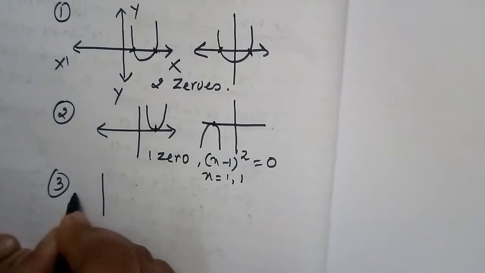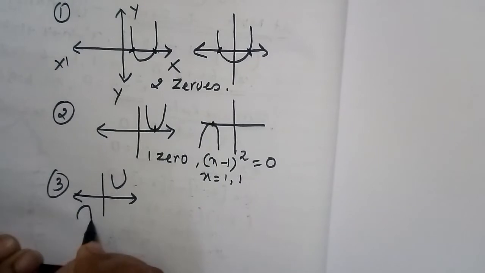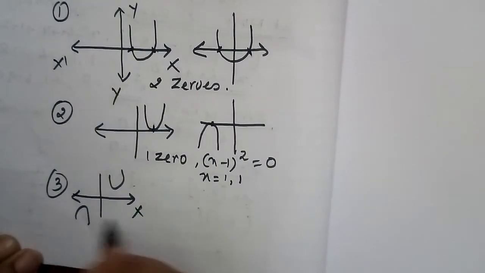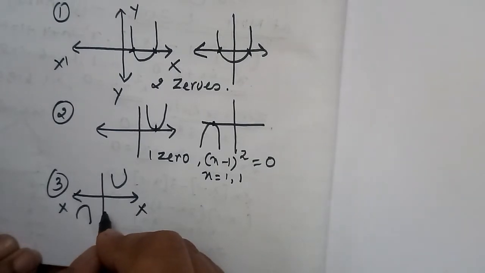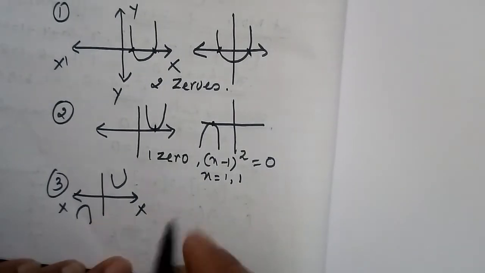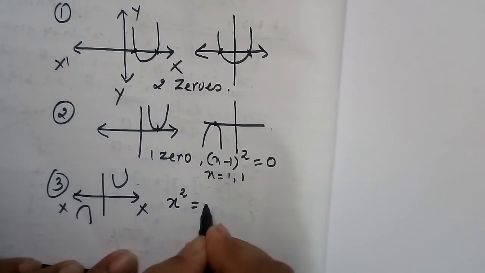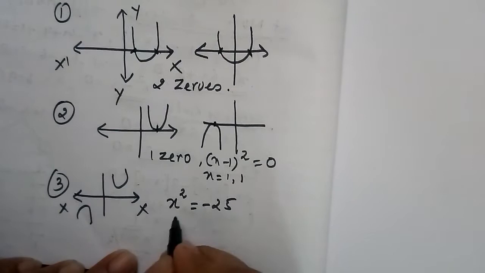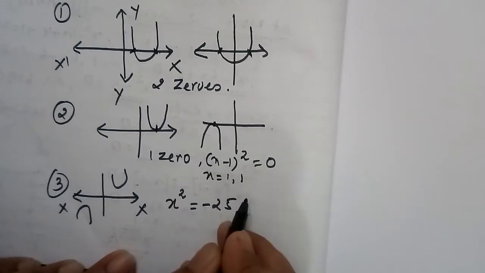when I plot the graph, I might get either this kind of parabola or this kind of parabola. In either of these, it is not touching or intersecting the x-axis. That means it has no zeros over here. Now, to explain this with an example, I take a quadratic polynomial like x square equal to minus 25. Over here, to find the value of x, I have to take this 2 on that side, so this becomes a square root.